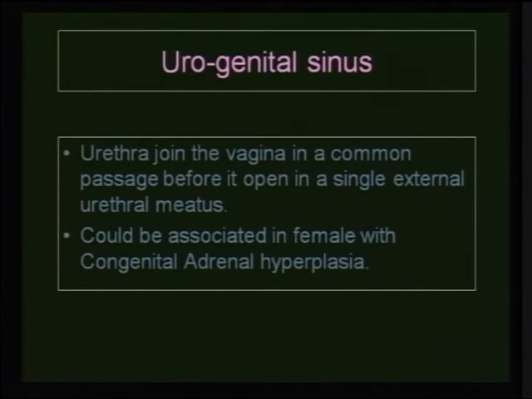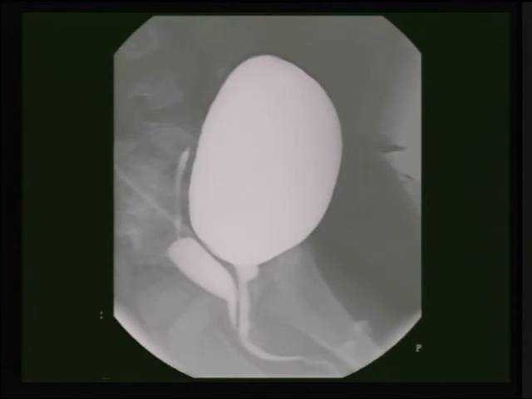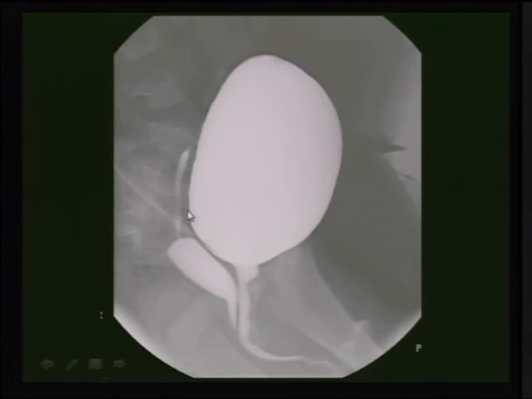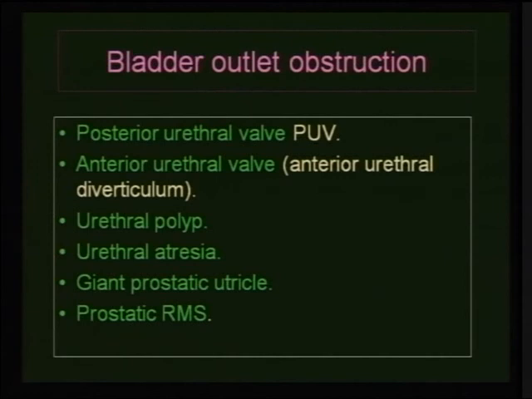Urogenital sinus is when the urethra and the vagina have a common passage into a single urethral meatus, and in females this could be associated with congenital adrenal hyperplasia. And this is an example of urogenital sinus, and you can see that this is the vagina, and this is the uterus above the vagina, and they are joining together into an elongated urethra in the female. And this is urogenital sinus.